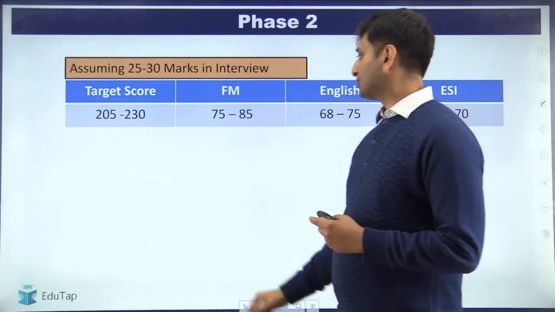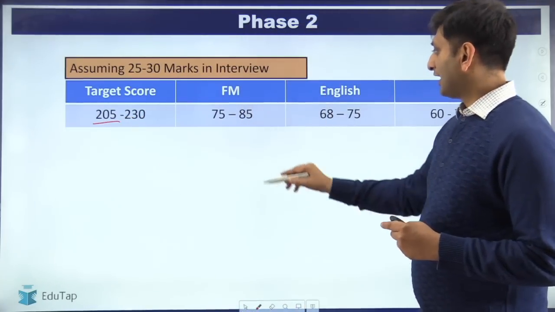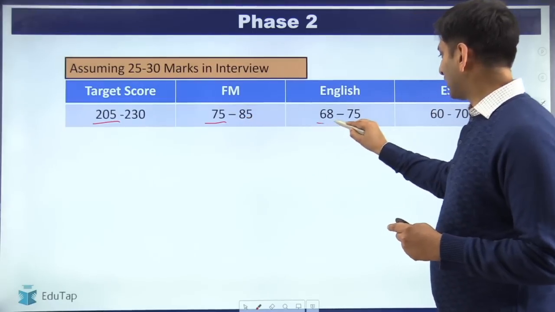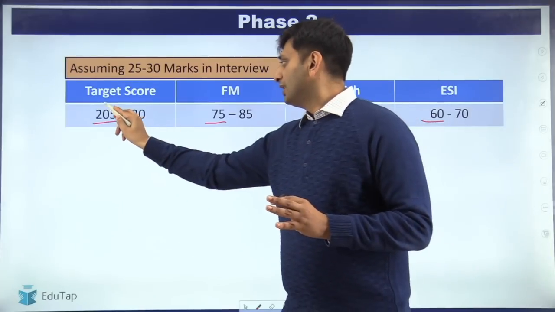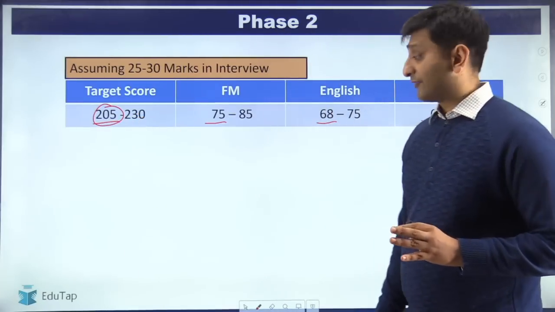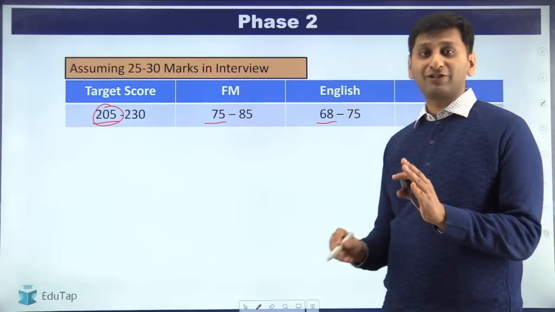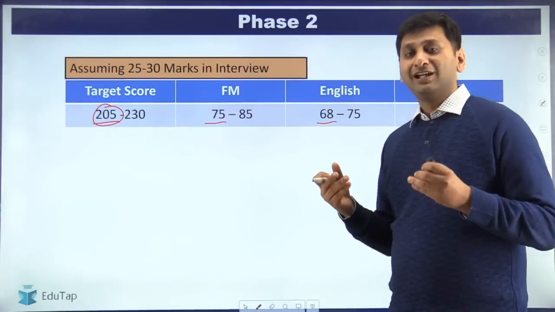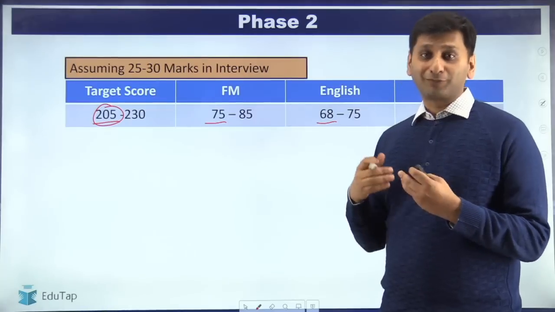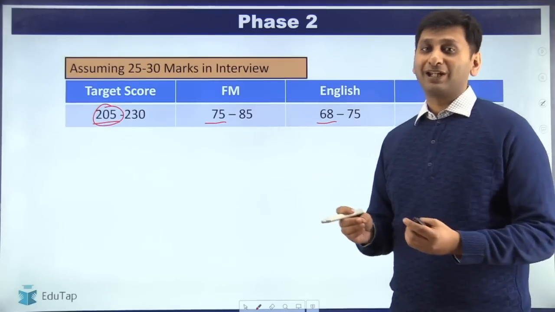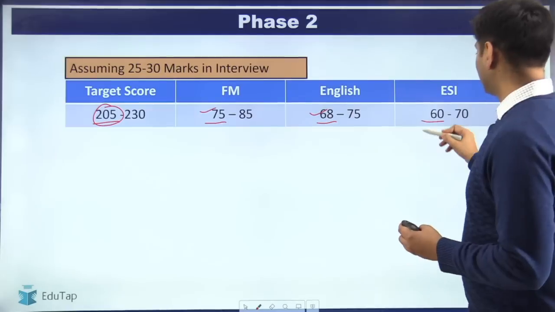So when your target score is 205, these are the marks that can be scored and can help you achieve this figure of 205, whereas FM is 75 because FM has been historically a very high scoring component. It's easy; the average score in FM is much higher than the average score in ESI and English. So 75 here, 68 here, and 60 here.